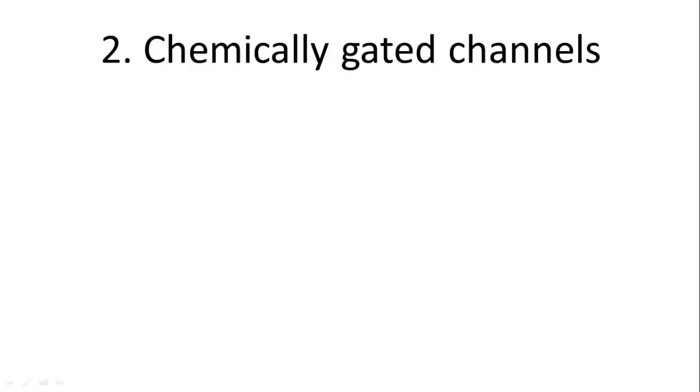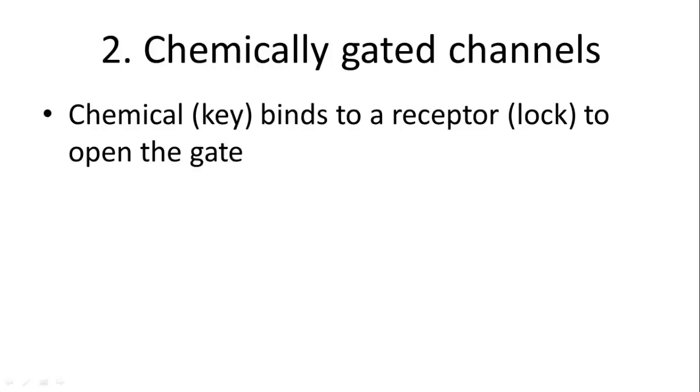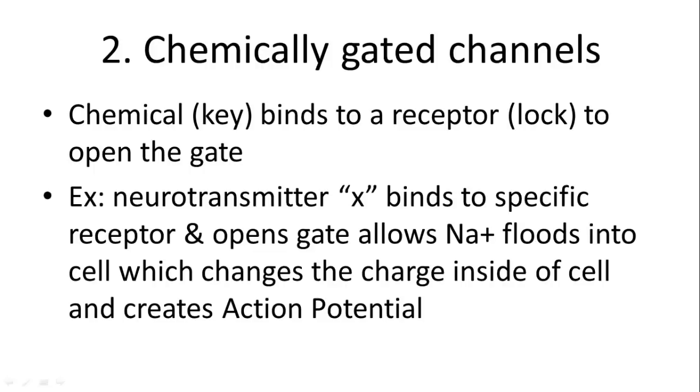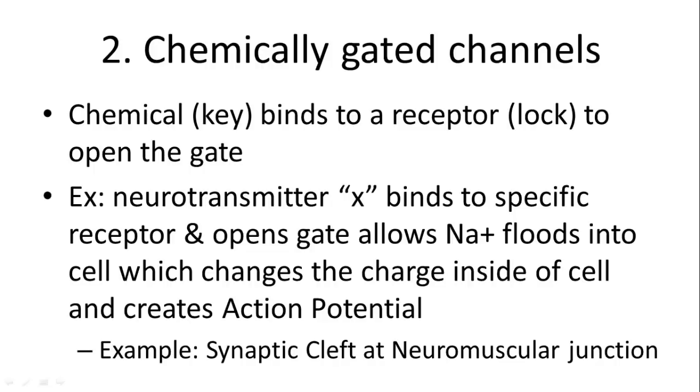Okay, chemically gated channels are the lock and key sort of thing. You have the neurotransmitter binding to the receptor, which then opens the gate. It may open this gate, which then allows sodium to flood into the cell, which then causes an action potential. This occurs also at the synaptic cleft of the neuromuscular junction.